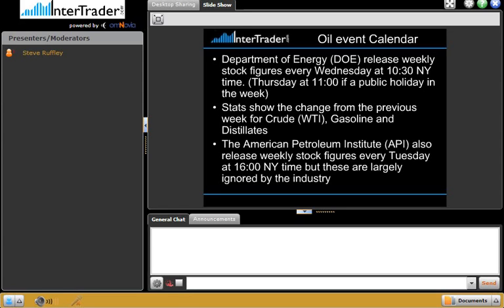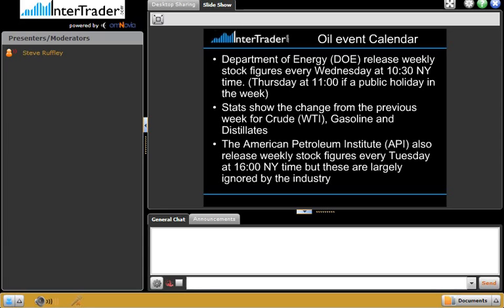Okay, and what they do is they show the stats for the change in the previous week for crude and WTI, gasoline and distillates. Yeah, so again, it gives us good independent government stats of what's being produced. So we need to look at that and make our decisions based upon the releases of these figures.